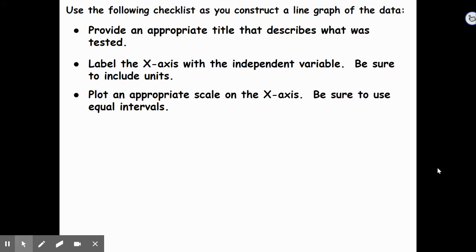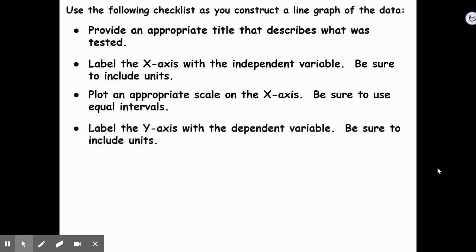Then we're going to plot a scale. Whenever you create your scale, it has to fit all the data, and every single block along our scale has to be the same amount of interval. So you can't start counting, for example, 1, 2, 4, 5, 6, 8, 10. It has to be the same: 1, 2, 3, 4, or 2, 4, 6, 8. The interval from one to the next has to be the same.